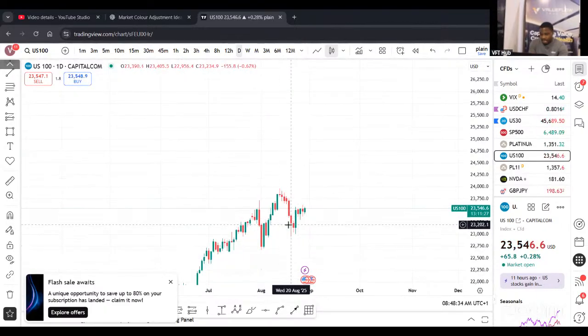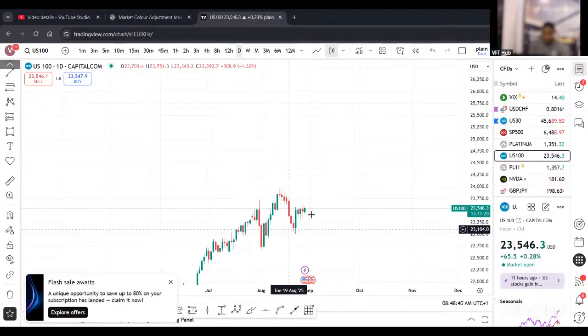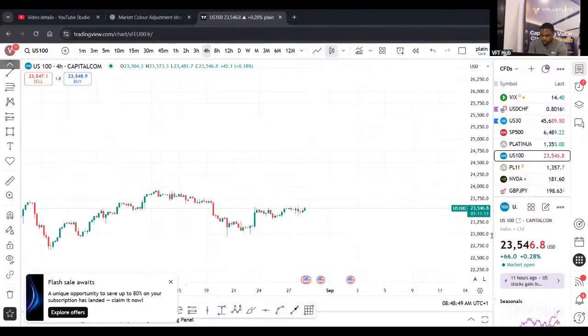Remember, last week we were here, right? We sold, was it? No, we bought last week. We are at this zone, and then price is beginning to push the upside. Let's look at this week. Let's look at what we can get this week from the market.